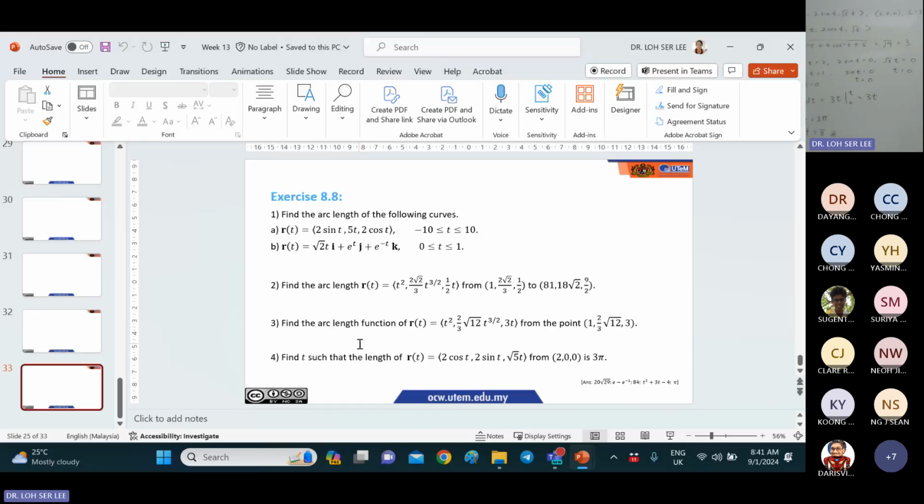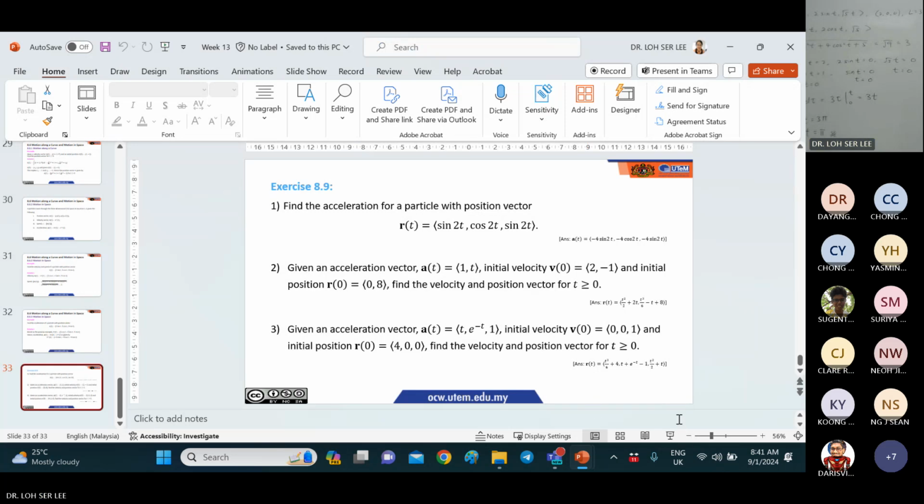Okay, now we look at this exercise. Find the acceleration when you are given the position vector. So you just need to differentiate this twice to get the acceleration.